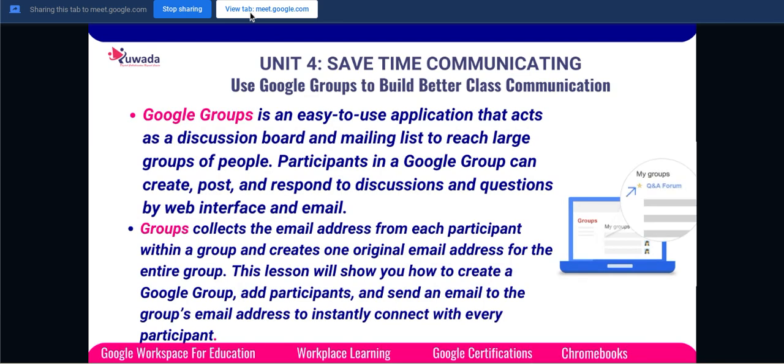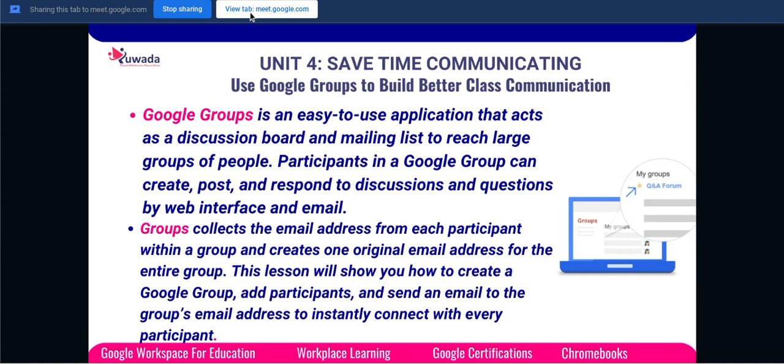So the next one we are looking at is Google Group, like I told you earlier. Just see Google Group like a WhatsApp group. It's just that it's built on Google, not WhatsApp, which is owned by Meta. It's an easy to use application that acts as a discussion board and mailing list to reach a large group of people. Participants in a Google group can create, post and respond to discussions and questions by web interface and email.